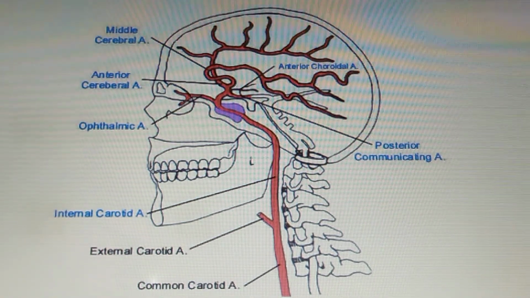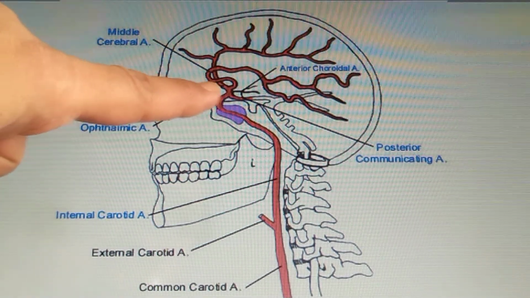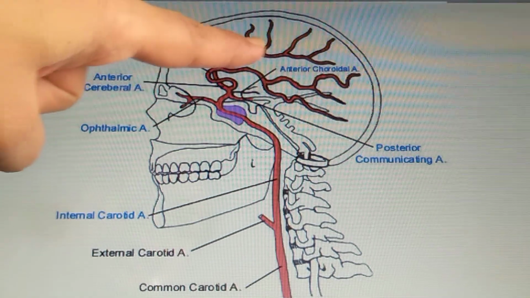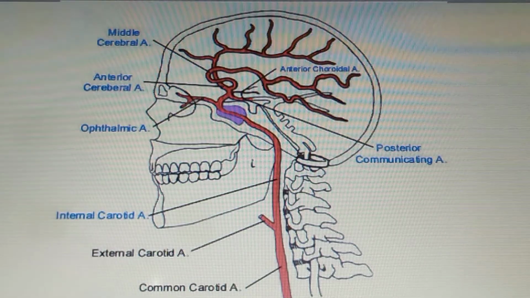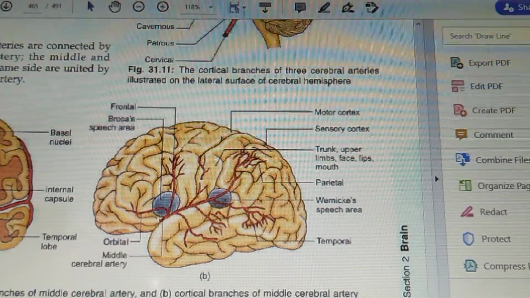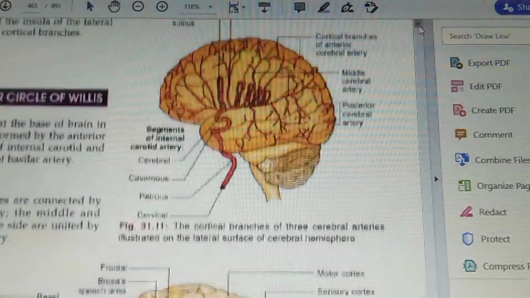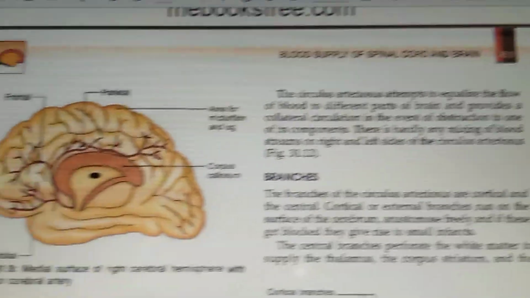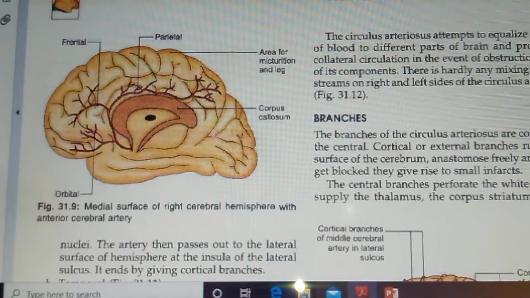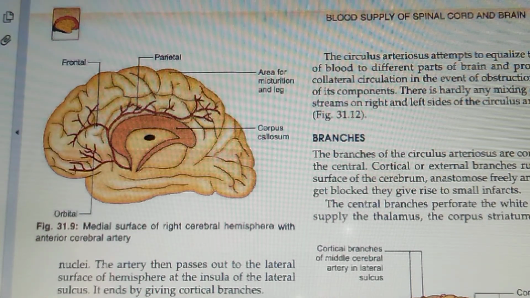Next is the anterior cerebral artery. For the anterior cerebral artery, here you can see the anterior cerebral artery, it is going like this here. For this we will see the diagram that is already given in your book. It explains much better. Okay. Now in this diagram you can see the course of the anterior cerebral.